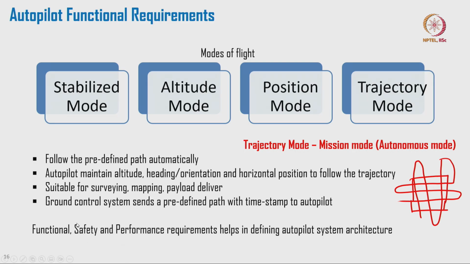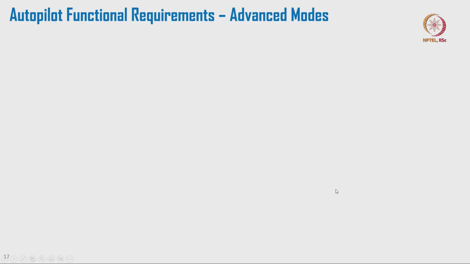Functional, safety and performance requirements help in defining the autopilot system architecture. We need to look at the functional aspect, the safety aspect, and the performance requirements. If you say you want to go to a specific altitude, what that altitude position could be and what error is acceptable to you, all those performance requirements will also define the autopilot system architecture.